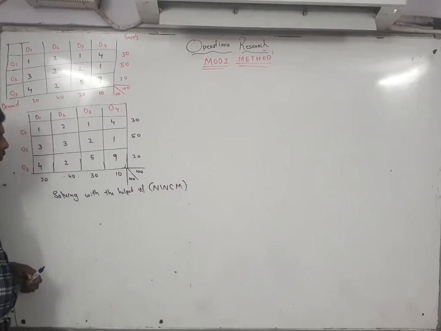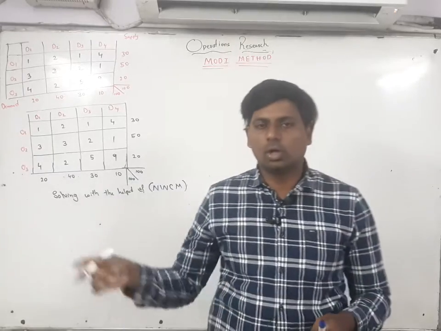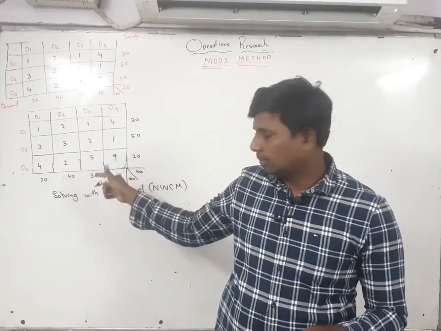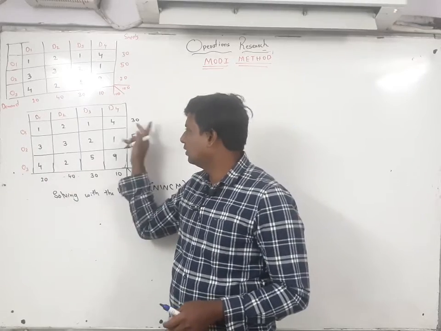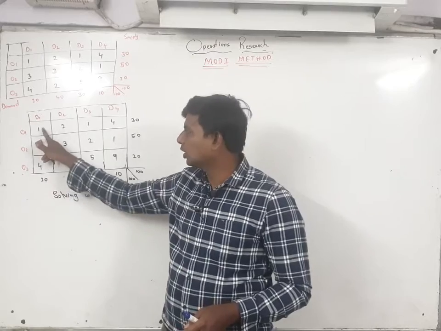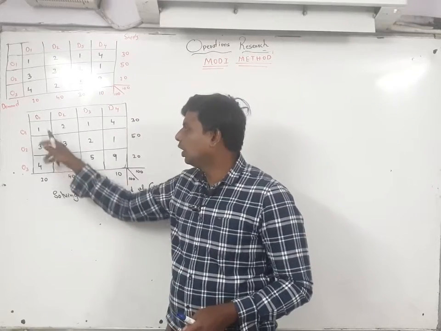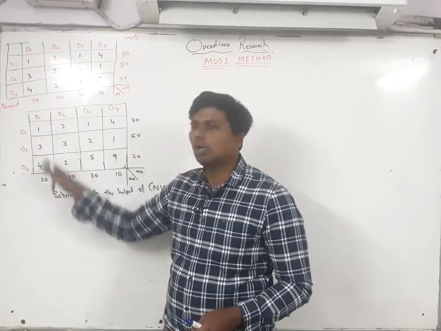Solving with the help of the northwest corner method. As you know, in the northwest corner method, you always have to target the corner one. Here 20 is there and here 30 is there. Which one is the least? 20. You have to project 20 here and cancel from here, and that column you have to eliminate.